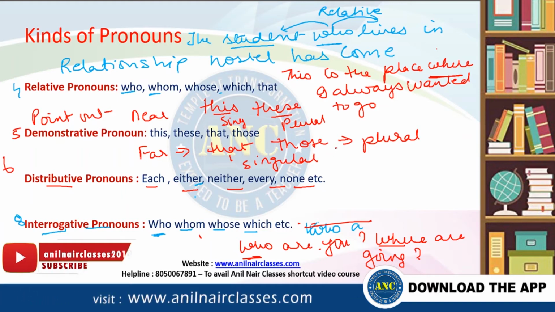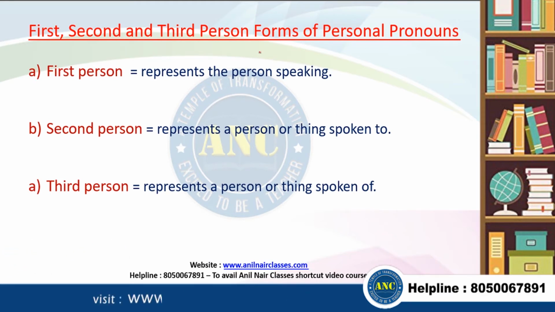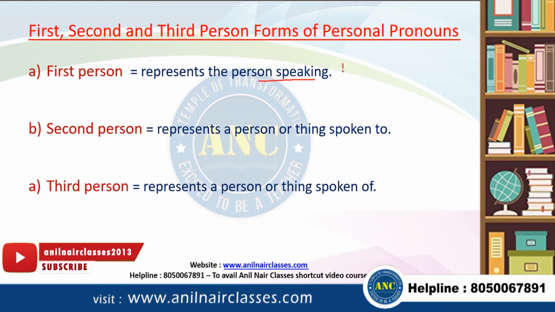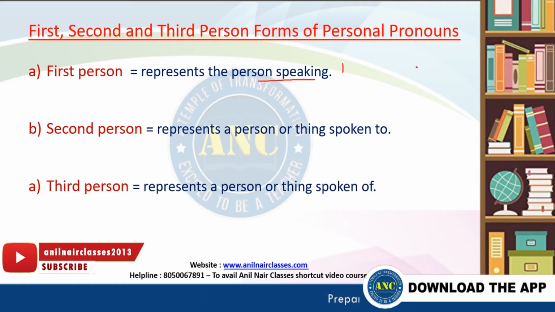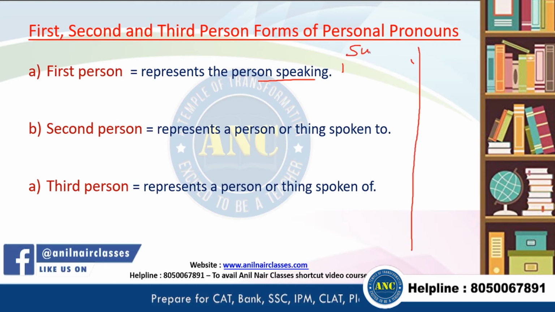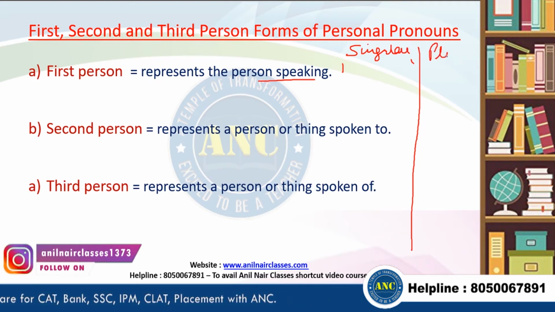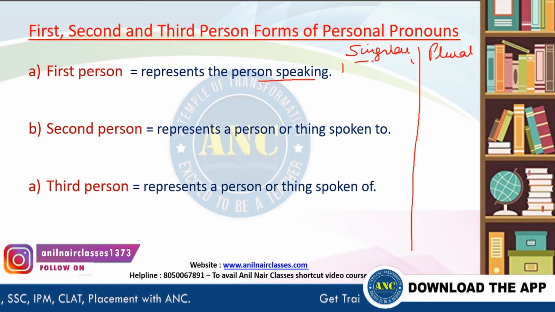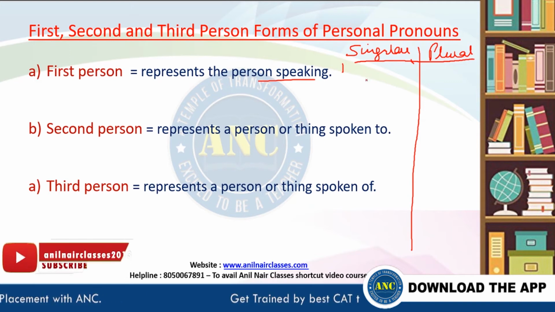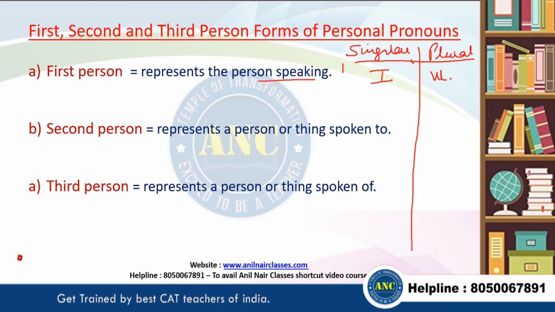Let's move ahead to the next slide now. So now we have three persons, first, second and third person, of the form of the personal pronoun. First person is the person who is speaking. Like first person singular, if I make the table like this over here, singular and plural. This is again important because, as I told you, we have to deal with subject-verb agreement as well as noun-pronoun agreement. So the first person singular is I, first person plural is we.